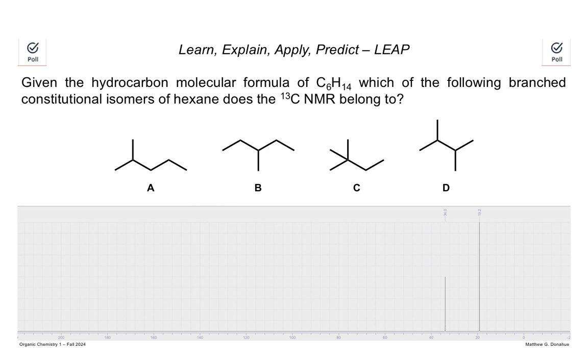Now here are those same constitutional isomers, but now you're given a piece of data. How many signals do you see in that piece of data? So you see 2, so it belongs to what structure? So D. We figured out there were 2 unique types of carbon, so it should show 2 signals.